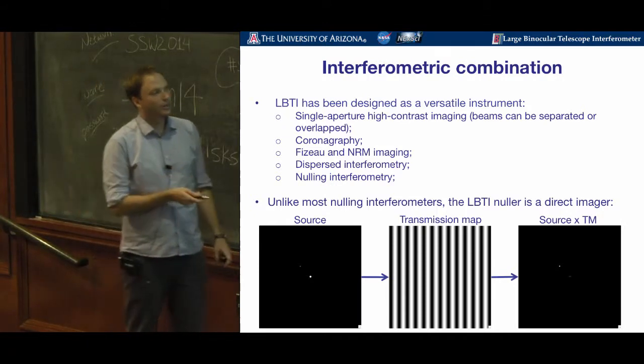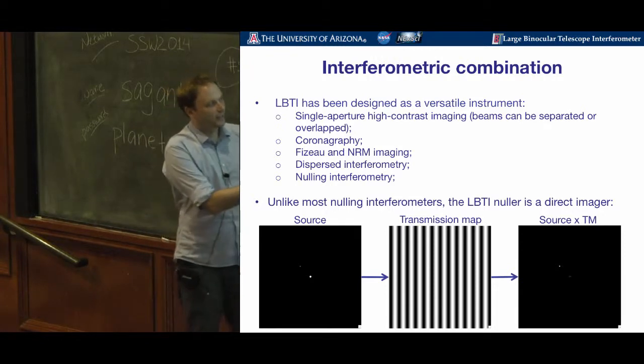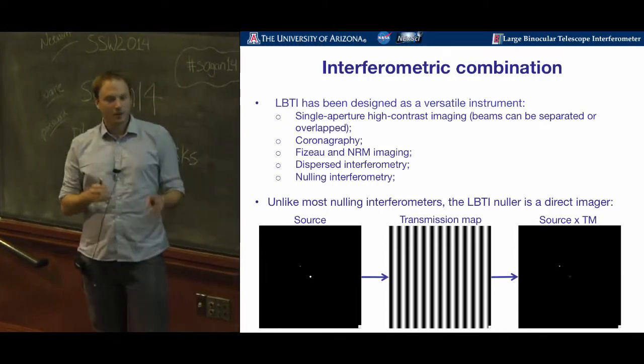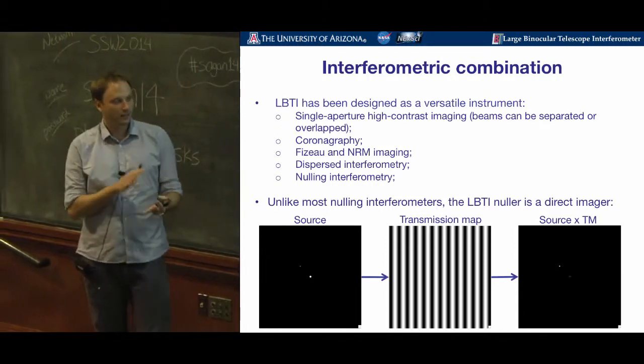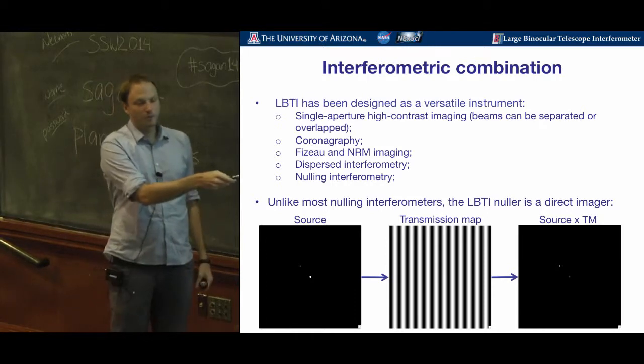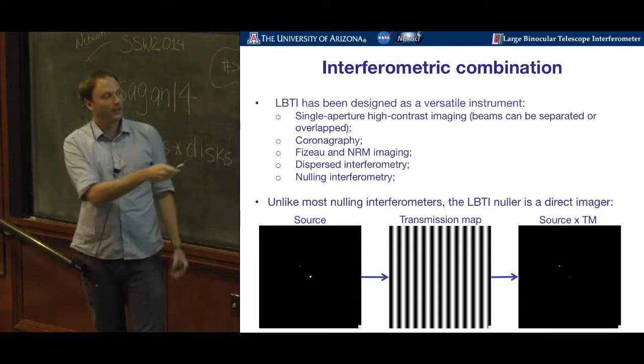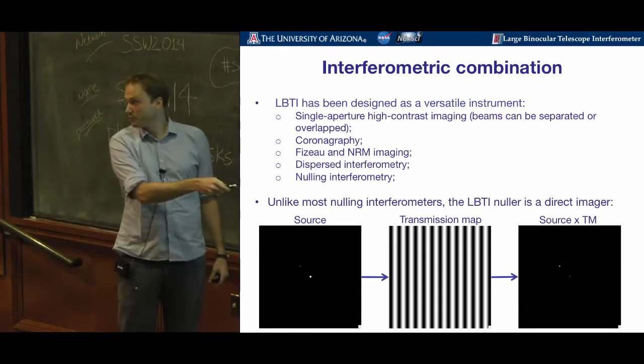So how does it work? This is a source. There is the star here. There is a small, I'm not sure everybody can see it, but there is a small planet there. And then the idea is that when you combine the light in phase opposition, you have this transmission map. The idea is that you multiply your sky brightness with this transmission map.